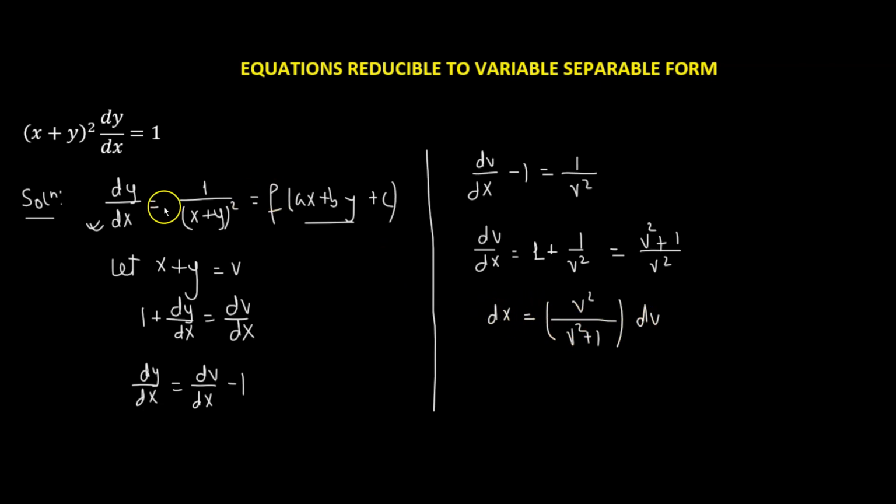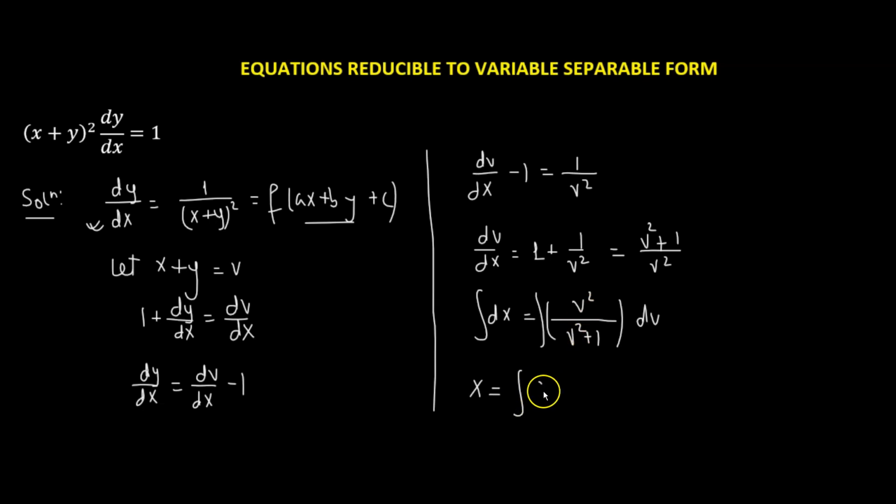So that means we have successfully reduced the given differential equation, which was earlier not in the separable form, and now we have it in the separable form. So we can integrate both sides. The integration of dx is pretty straightforward. So that's x, which will be equal to the integration.